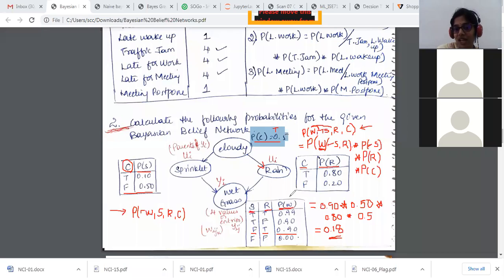I only have a value with respect to P of W. Do I have a value with respect to P of not W? Is there any table that is giving me that value? No, ma'am. So whenever something is asked like this, think logically and answer the question. You can directly specify that since we have not got the value for this, we are unable to identify it with respect to the test instance. Write it.